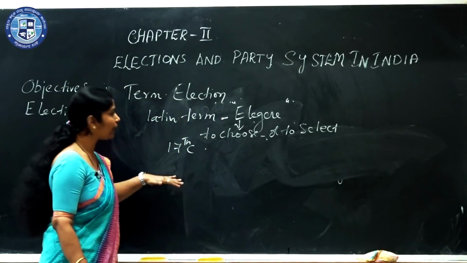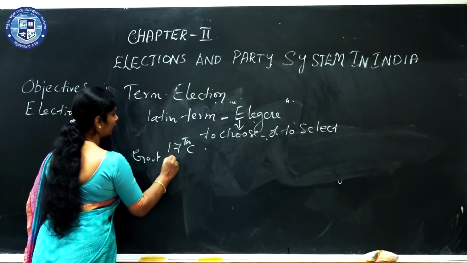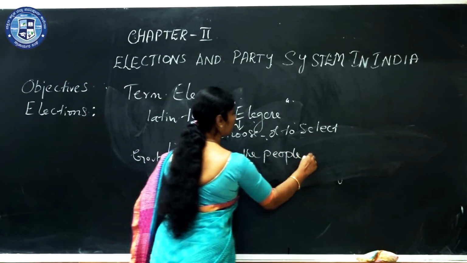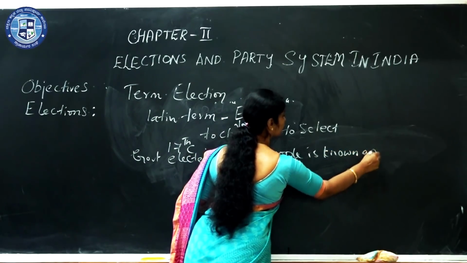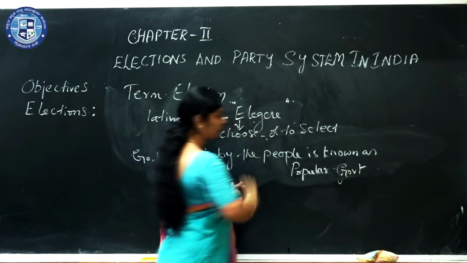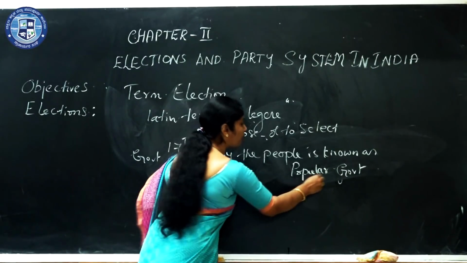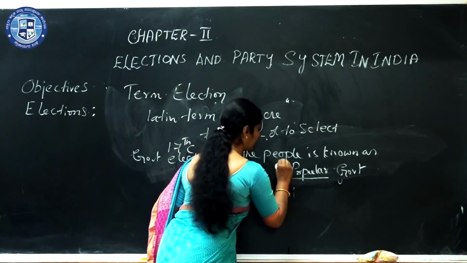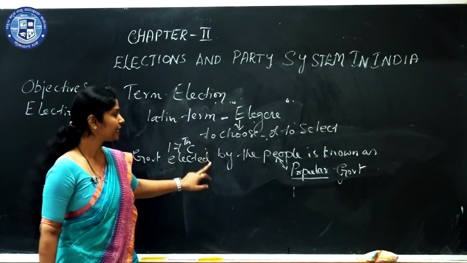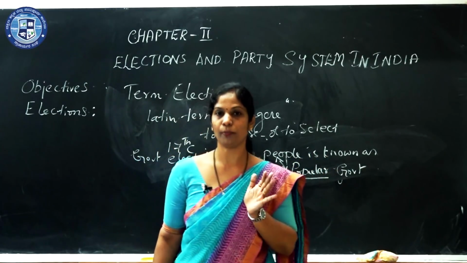The government elected by the people is known as the popular government. Okay, here popular does not mean famous, but here popular stands for people. Okay, the government which has been selected by the people is known as, or is referred to as, the popular government.